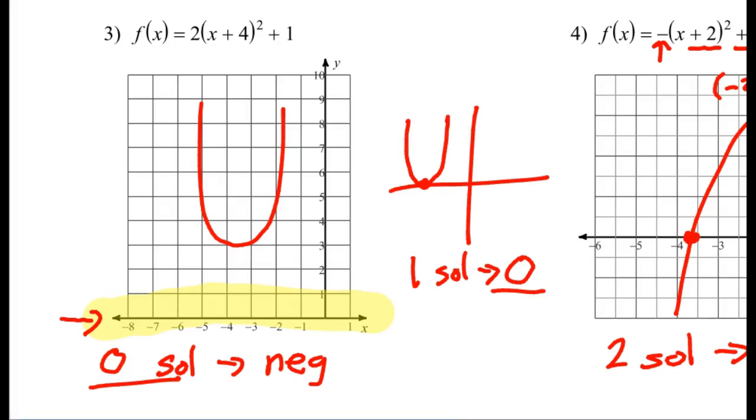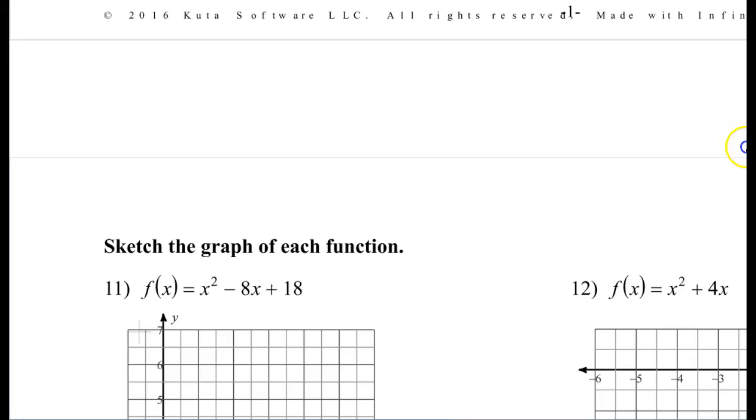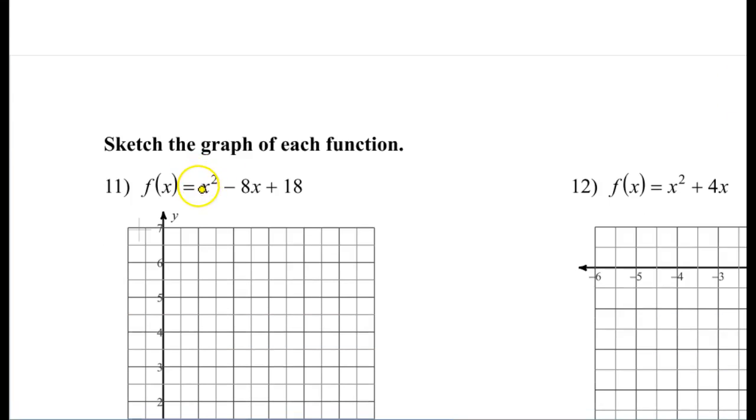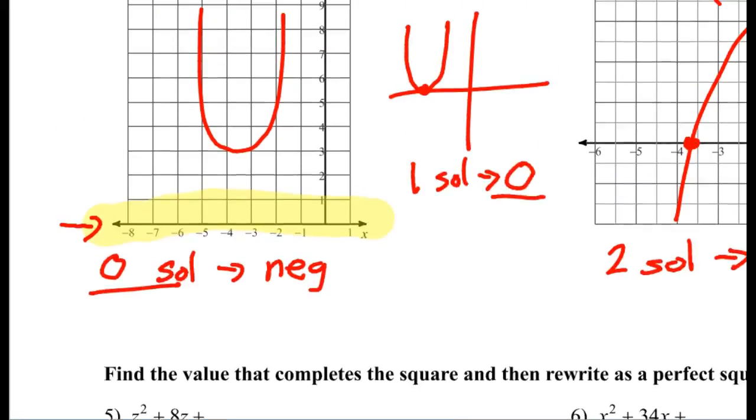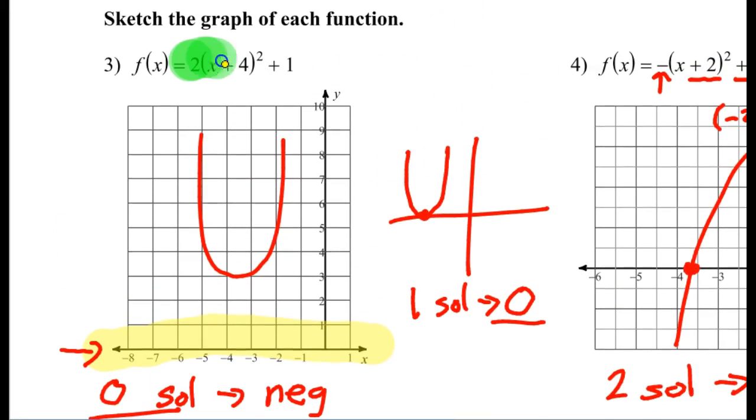Okay, so our goal for today is to be given a standard form, something like this, we'll get to it in the back, and to rewrite it as a vertex form. That's what we want to do.